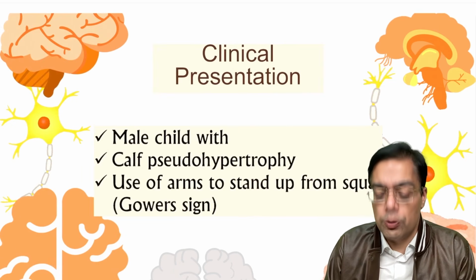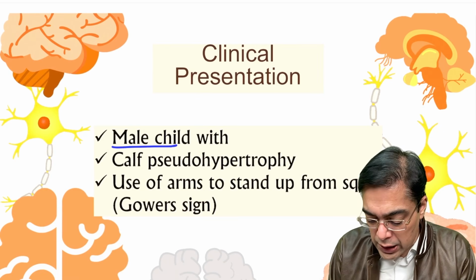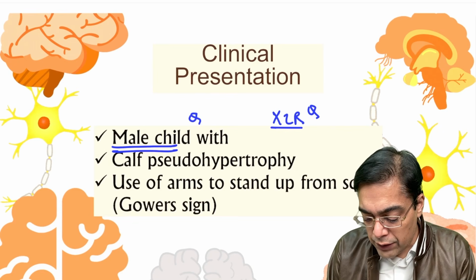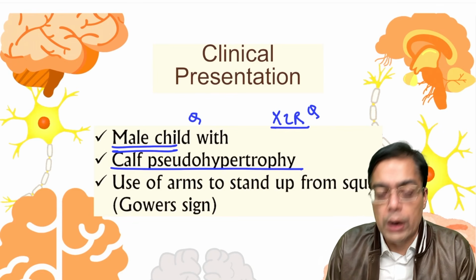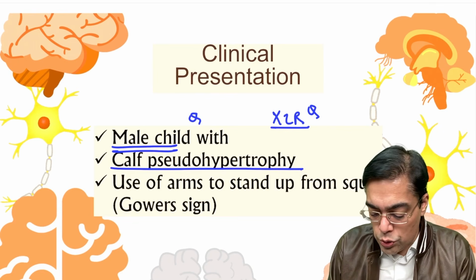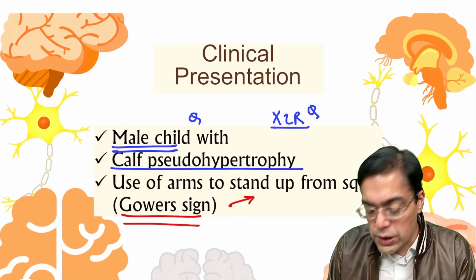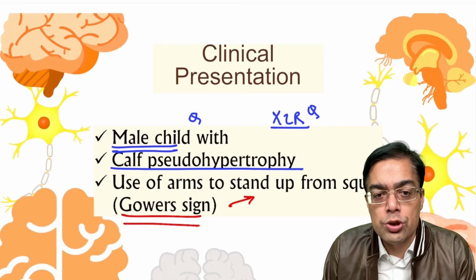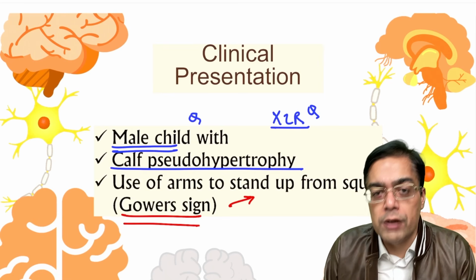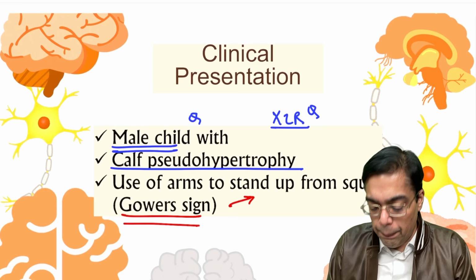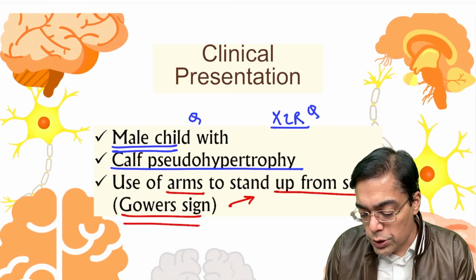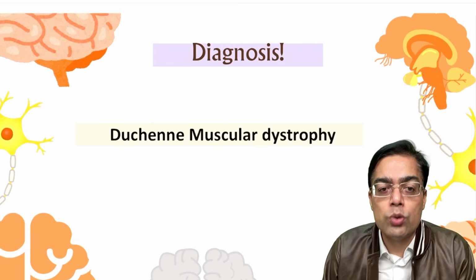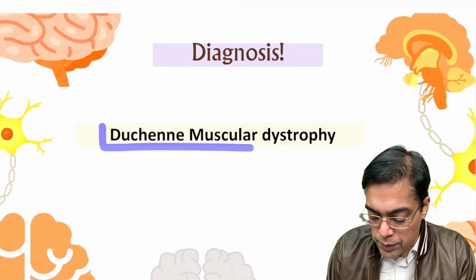The next one makes a combination of a patient who is typically a male child. Any question making a mention of a male child, you are thinking in terms of typically an X-linked recessive condition, having the presence of calf pseudohypertrophy, and the patient exhibiting the Gower sign. May I remind you what is Gower sign? Gower sign means the patient is unable to stand up from a squatting position. So the patient has weakness of the limbs, because of which he uses the upper limbs or arms to stand up from the squatting position. So a male child having calf pseudohypertrophy and the Gower sign is suggestive of what is given the name of Duchenne's muscular dystrophy.